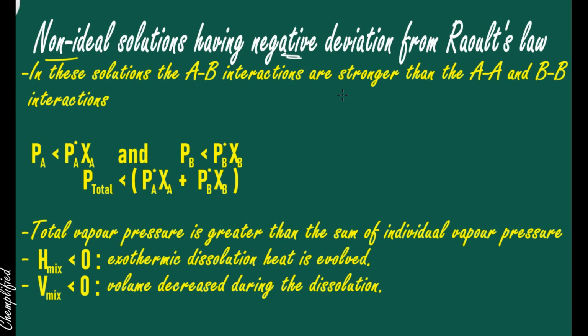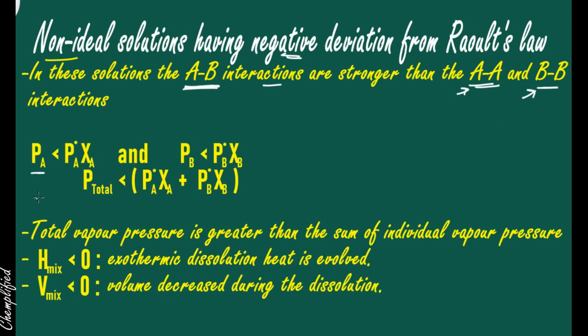Now, for non-ideal solutions having negative deviation from Raoult's law, AB interactions are stronger than AA and BB interactions. First of all, I repeat once again, whenever I am talking about the term interactions, I am talking about force of attraction between the particles. Here I am talking about force of attraction between AB, and here I am talking about force of attraction between AA and BB.